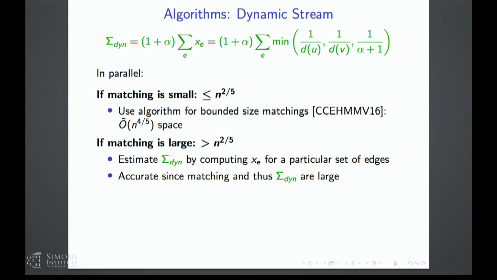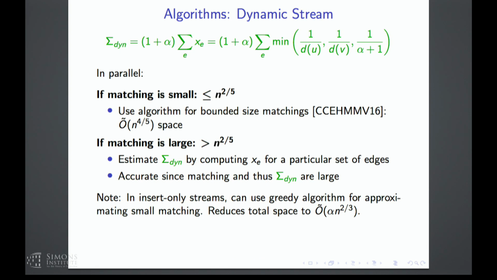Now, if the matching is large, we want to estimate our sigma dynamic. And we will be doing that by computing our weights x sub e for a particular set of edges that I'll define in the next slide. And note that our approximation of sigma dynamic is only going to be accurate if the size of the matching and thus the size of sigma dynamic itself in the graph are large, which is why we had to split our algorithm into two in the first place.